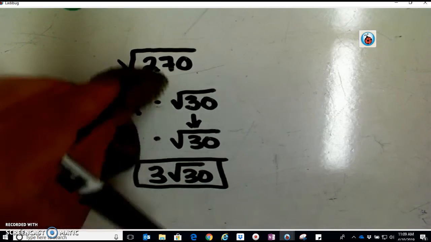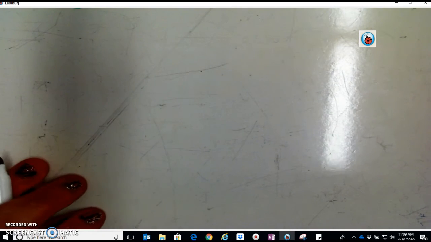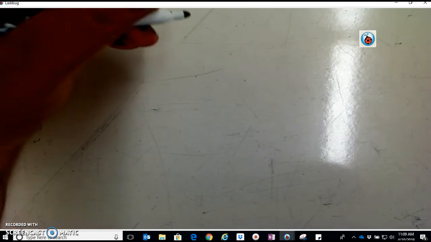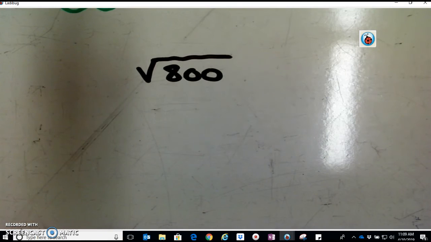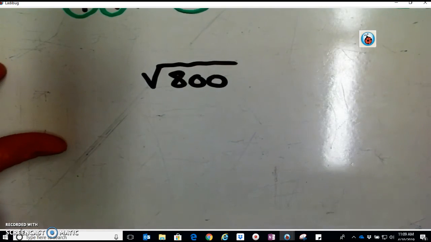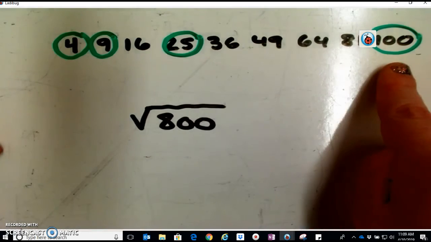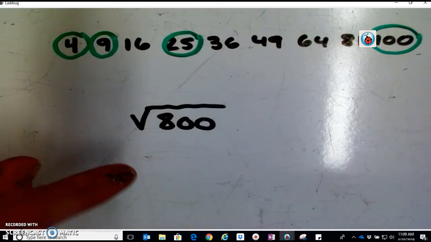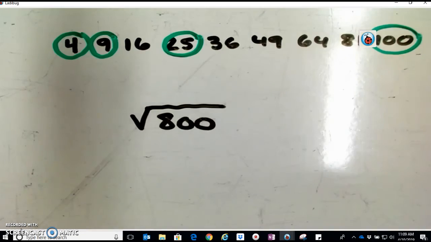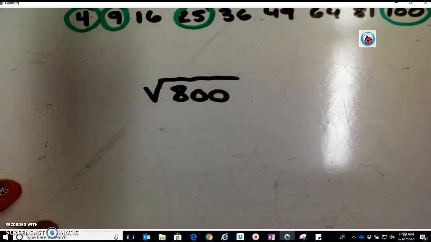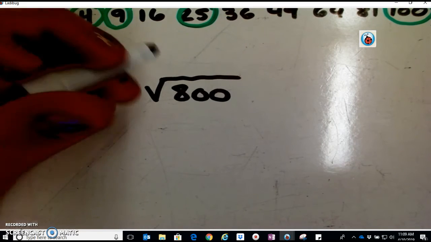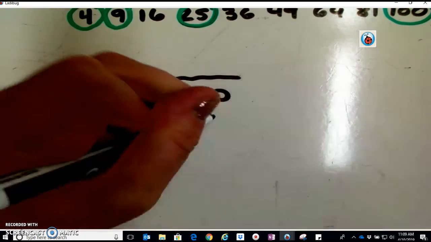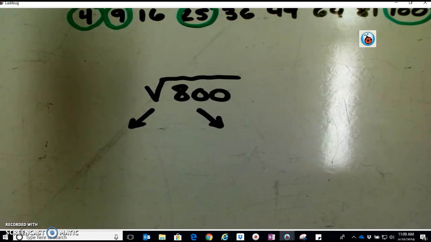Okay, let's try one more together. Let's say I had the square root of 800. Again, take a look at your main ones. Now, I don't know about you, but the first thing that I see is the double zeros, so I know that I can divide by 100. So that is my first thought. It might not be the largest perfect square that goes into it, but it's definitely the one that stands out the most to me.